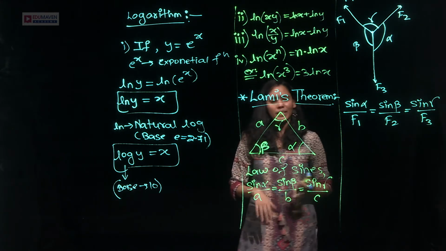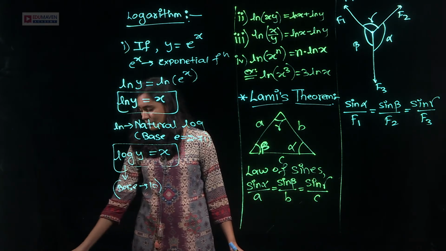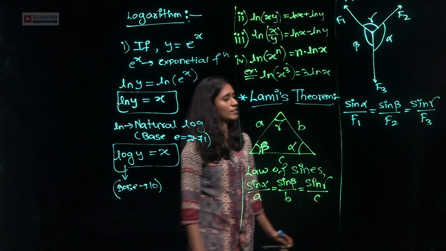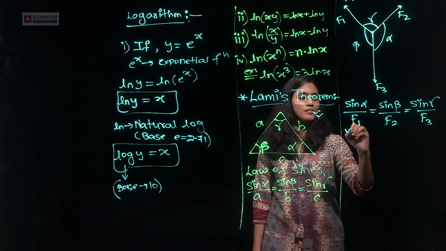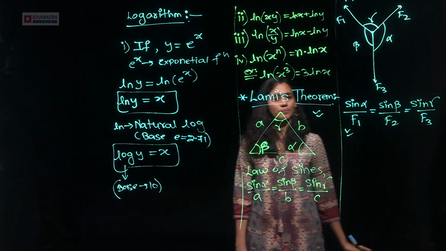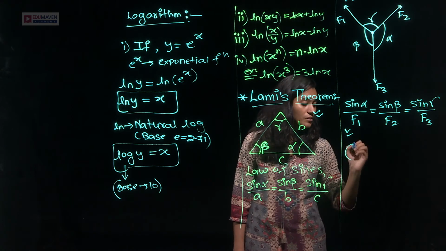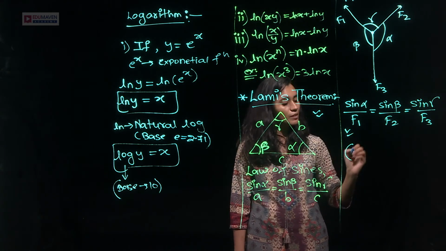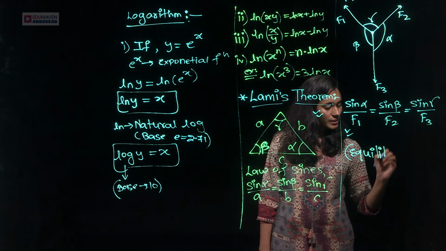You can write it even in terms of F1 upon sine alpha, F2 upon sine beta as well. So that way we can mention. This is known as Lami's theorem, and this is the application of it. Wherever needed, as I said, these forces should be at equilibrium, in equilibrium condition.